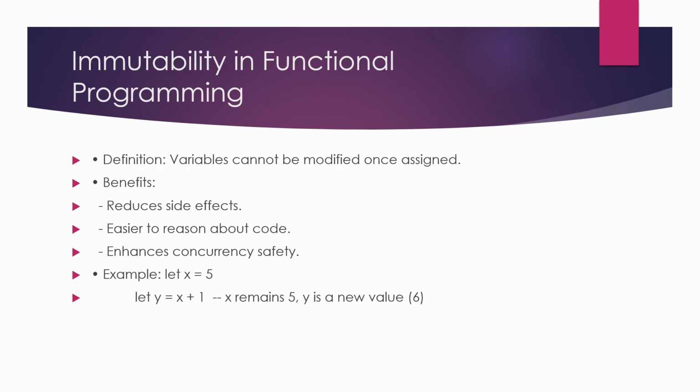Immutability is a cornerstone of functional programming. Once a variable is assigned a value, it cannot be modified. This reduces side effects, making the code easier to reason about. Immutability also enhances concurrency safety, as there are no shared mutable states that can lead to unexpected results.